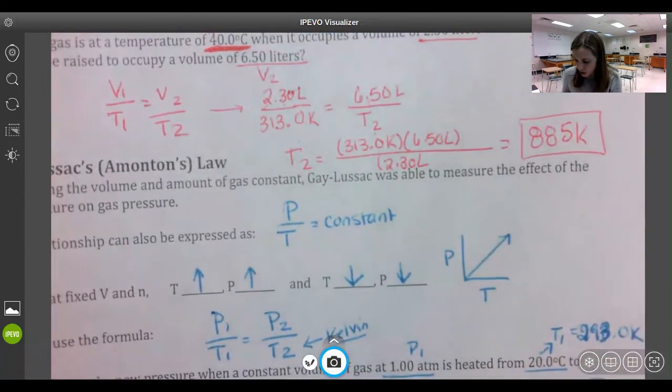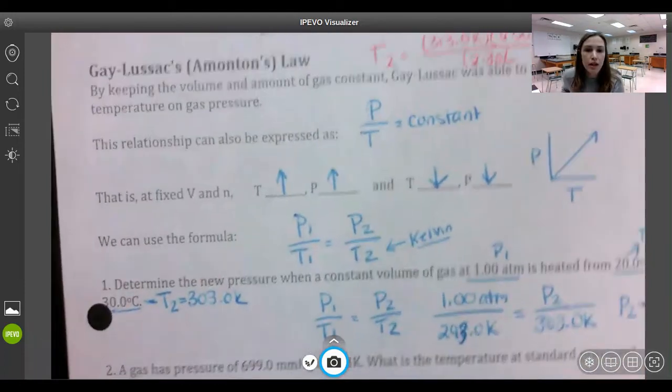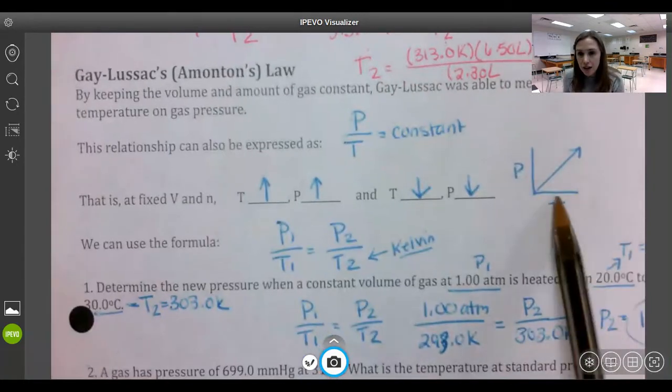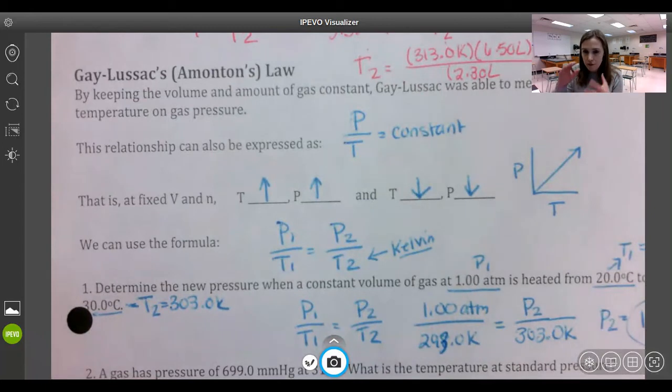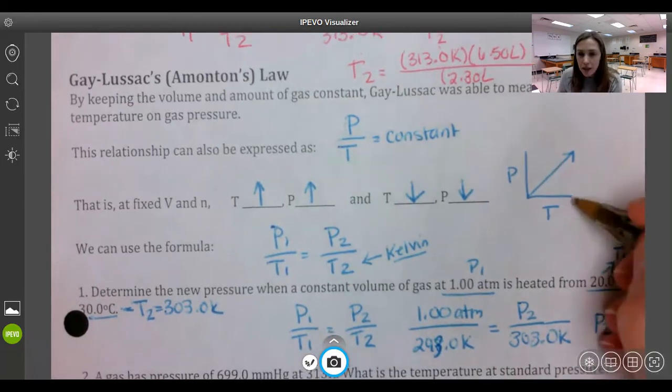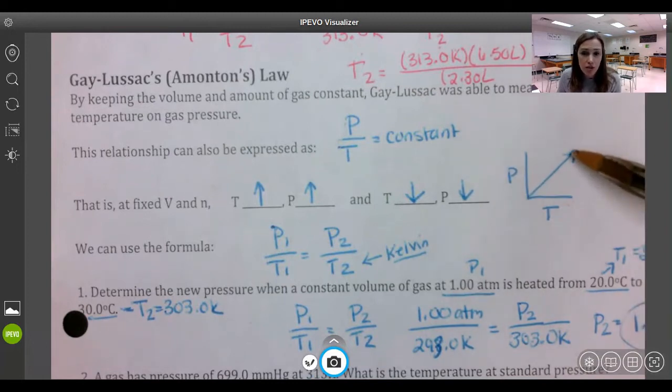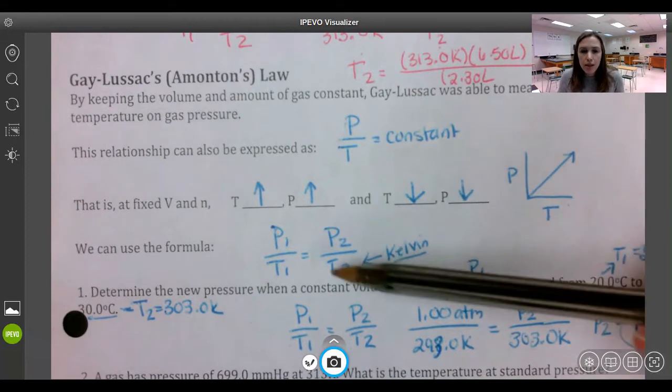Okay, so that was Charles' law. Gay-Lussac's law was that relationship between temperature and pressure in this case. We talked about, as you increase the temperature, if you have a fixed volume, that simply is going to speed up the particles. They're going to hit the container with more force and increase the pressure they're exerting within the container. So as temperature goes up, pressure goes up.